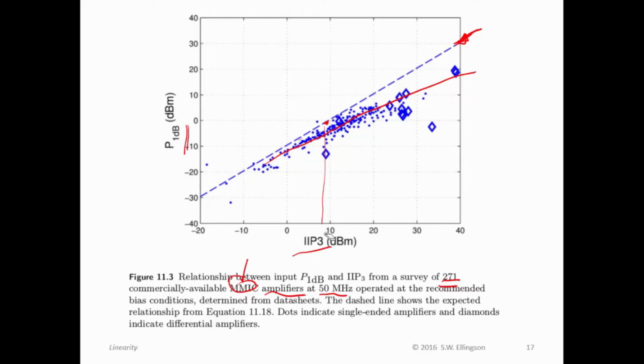So this is perfectly consistent with the previous statement I made that for bipolar common emitter transistor amplifiers, the 1 dB compression point is 13 to 16 dB less than the third order intercept point typically. And just for additional information here, these diamonds represent differential amplifiers. And the reason I note those separately is that there's no particular advantage in differential topology for amplifiers in terms of this relationship between intercept point and compression point.